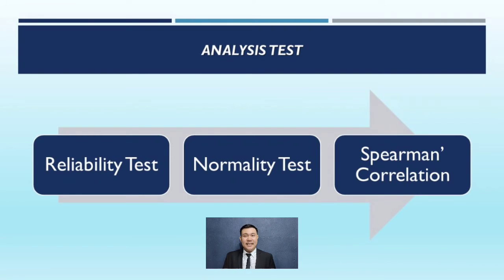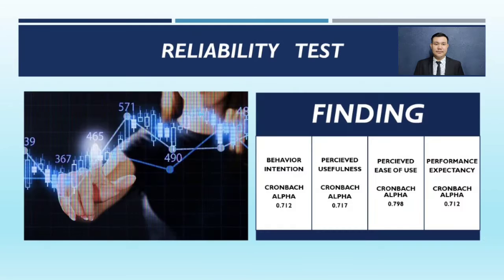So these are the tests that I used to prove and answer the objectives. First one is reliability test. The second is normality test, and the last one is Spearman correlation.